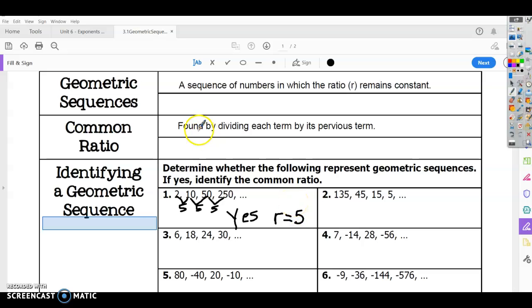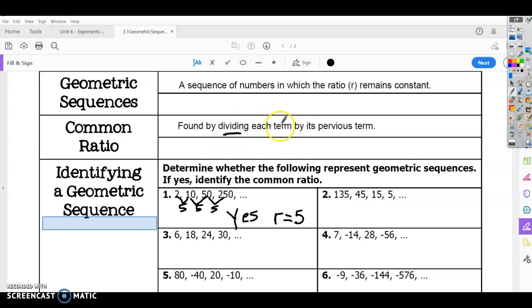Now, above it says you find it by dividing by the previous term. So if you're not great at your multiplication tables, you can say 250 divided by 50 equals what? And all you have to do is plug this in your calculator. So 250 divided by 50 is 5, 50 divided by 10 is 5, and 10 divided by 5 is 2. So you're going to find that common ratio by dividing as well. I kind of think of it as multiplying, but not everyone is great at multiplying.